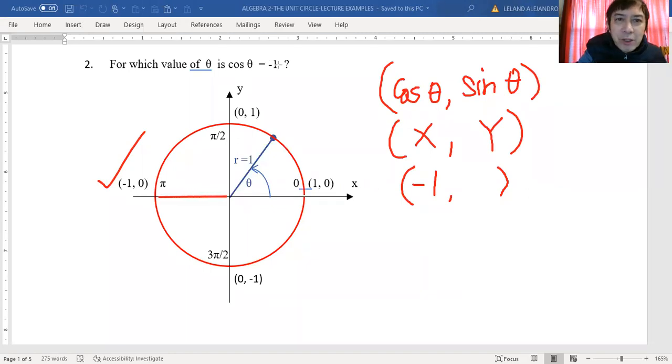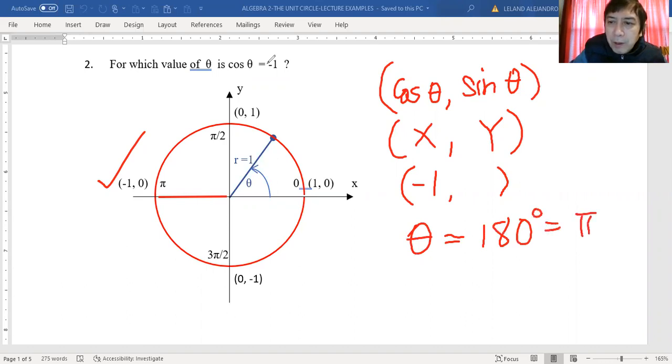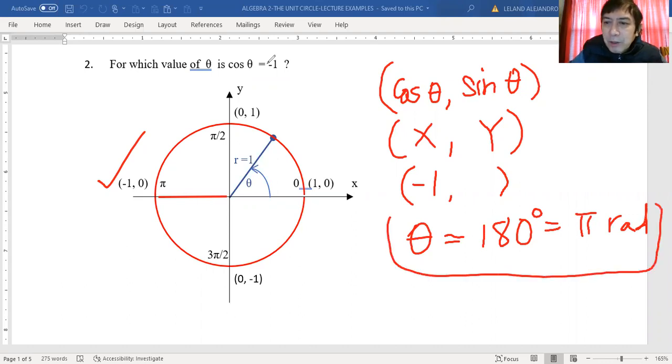So that means the answer, we're looking for the angle 180 degrees. And this is equal to pi radians. So this is the answer. The value of theta is 180 degrees, or pi radians. All right, let's continue with the third.